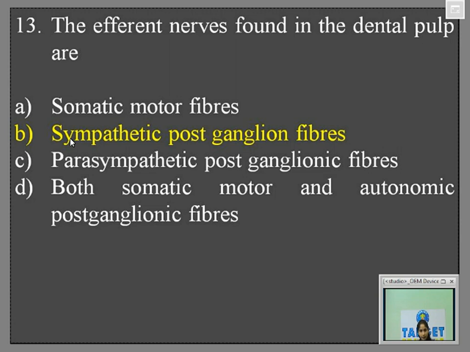Your A delta fibers are your low threshold fibers. That means at any point of time, at any stimulus, it's the A delta fibers which get stimulated. It's only when you have tissue injury that your C fibers get stimulated, so they are the high threshold fibers. A delta is the low threshold fiber, which means it requires a lower stimulus, and C fibers are the higher threshold fibers, which means they require a higher level of stimulation.